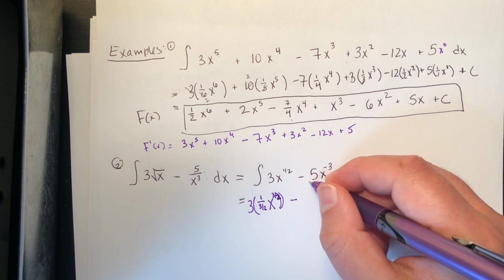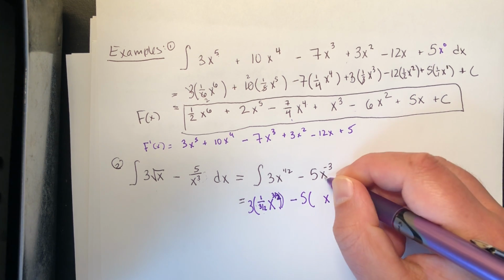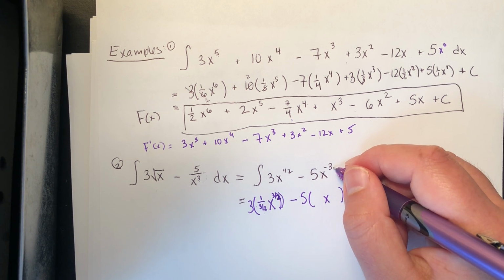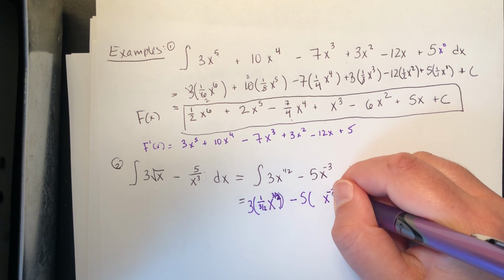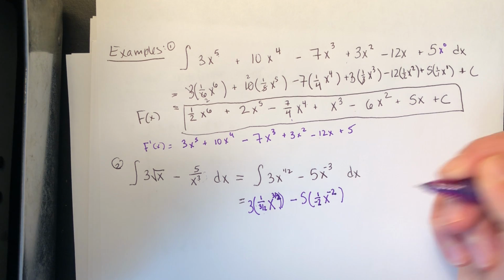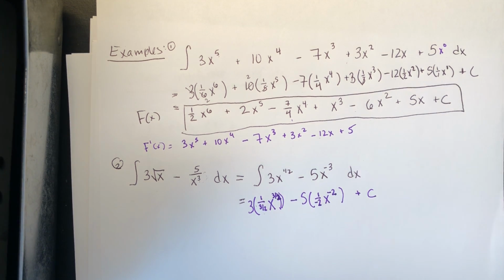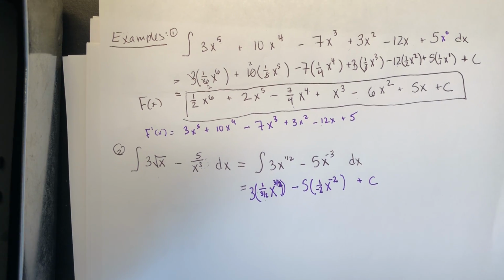Then for the next term, keep the minus 5 outside for now. Add 1 to your old exponent. -3 plus 1 would be -2. And then multiply by 1 over the new exponent. Multiply by 1 over -2. And anytime we take the antiderivative, we put a plus c.